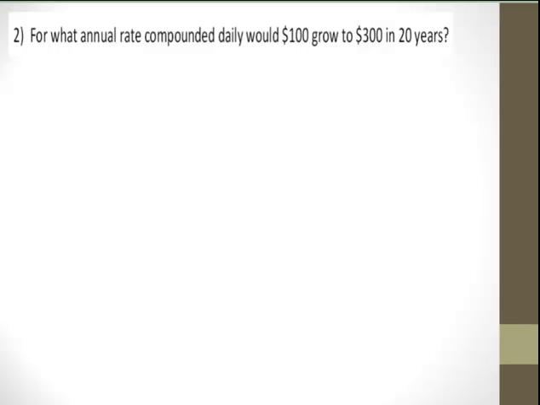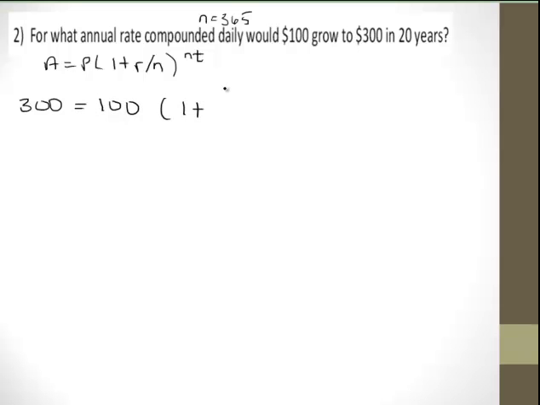How about this one? For what annual rate compounded daily would $100 grow to $300 in 20 years? So this is another one of those compounded daily, so n is going to be 365. So we have A equals P times 1 plus r over n all to the nt. So we want it to grow to 300, that's the final amount. The original amount is 100. The interest rate, we don't know. The n is 365. So it's to the 365 times t, which is 20.